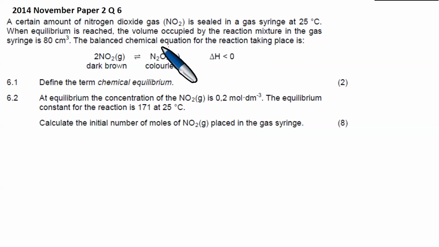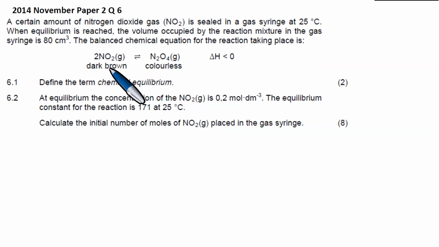Okay, right, the balanced chemical equation for the reaction taking place is this one here. We really can see what is happening here. This is a reaction in chemical equilibrium. Right, we can see that the NO2 gas gets converted to N2O4 through this equilibrium process.